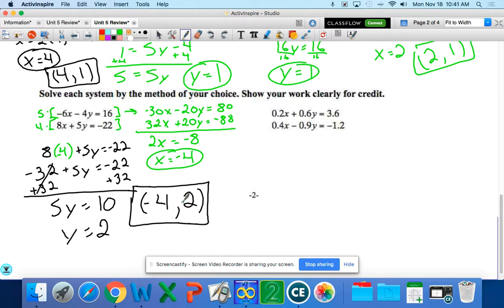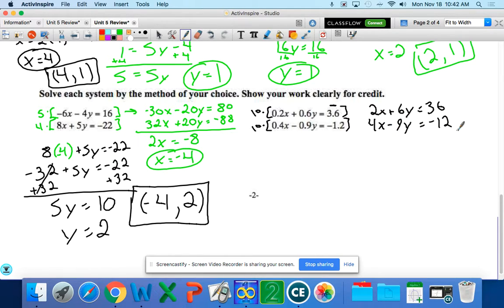Okay? For number 12, they're all decimals, and I've got to make that go away. To do so, I'm going to just multiply both equations by however many places I need to move it. And I need to move it one place, so that's 10. Multiplying by 10 is our mathematical way of moving a decimal one place to the right. When I do that, I get 2x plus 6y equals 36. Don't forget to move this decimal as well. I get 4x minus 9y equals negative 12.